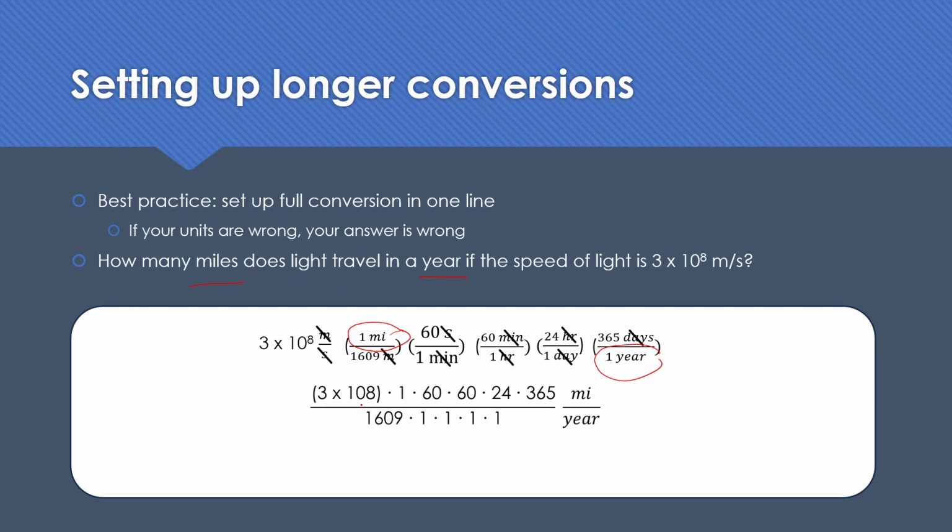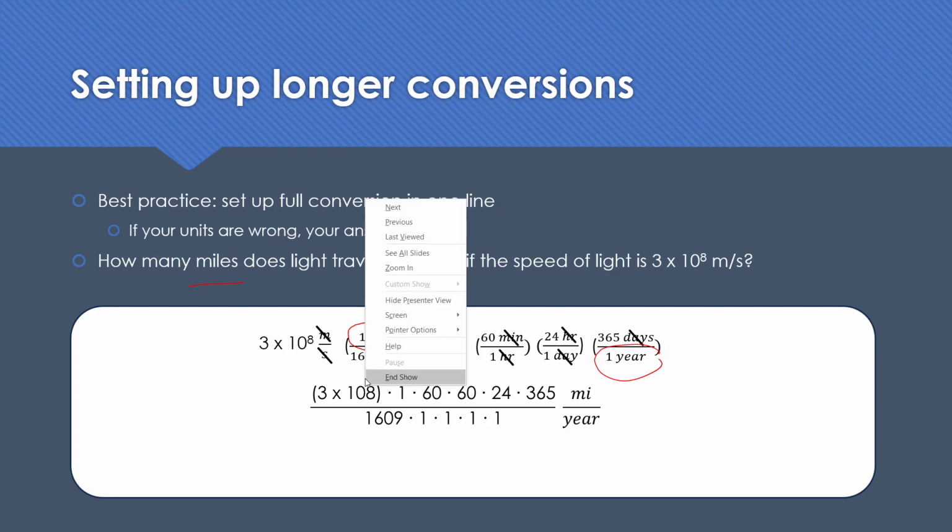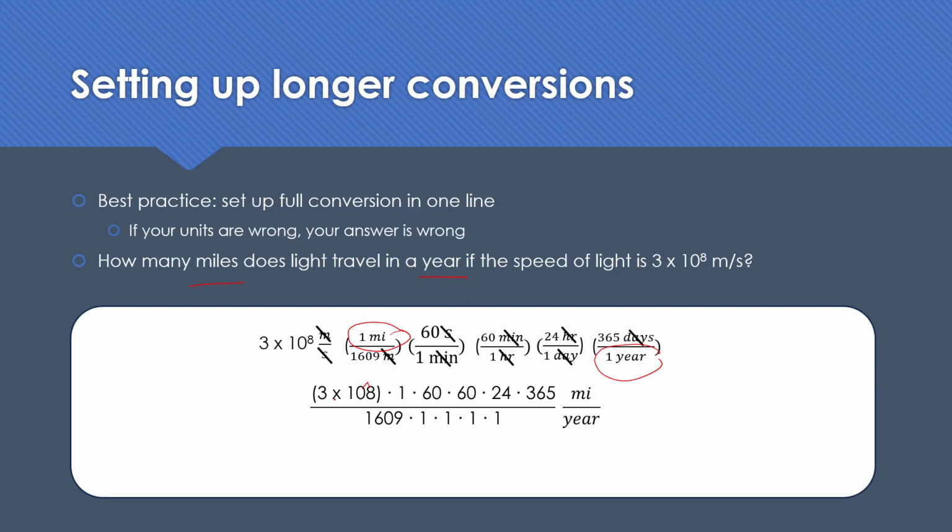Now, I can simplify this by all the tops divided by all the bottoms. So 3 times, this should be 10 to the 8th, 3 times 10 to the 8th, times 1, times 60, times 60, times 24, times 365, divided by 1609, times 1, times 1, times 1, times 1. Now, you don't have to write out the ones, but, right? Miles per year. And you find that to be 5.88 times 10 to the 12th miles per year. And if you were to look up the value of a light year, that's pretty much on point, right?